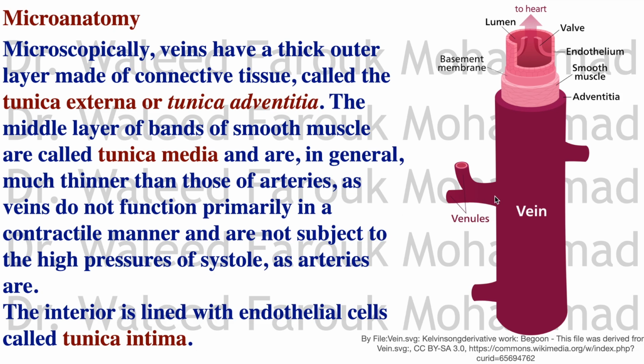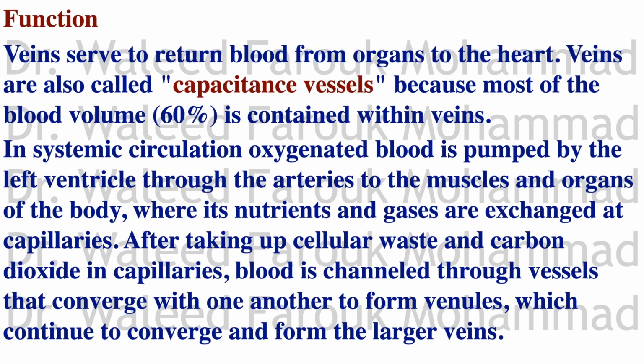So we have the tunica externa or adventitia, the tunica media made up of smooth muscles, and the tunica intima made up of flat endothelial cells on a basement membrane. The function of the veins: they serve to return blood from organs to the heart. Veins are also called capacitance vessels because most of the blood volume is contained within veins.